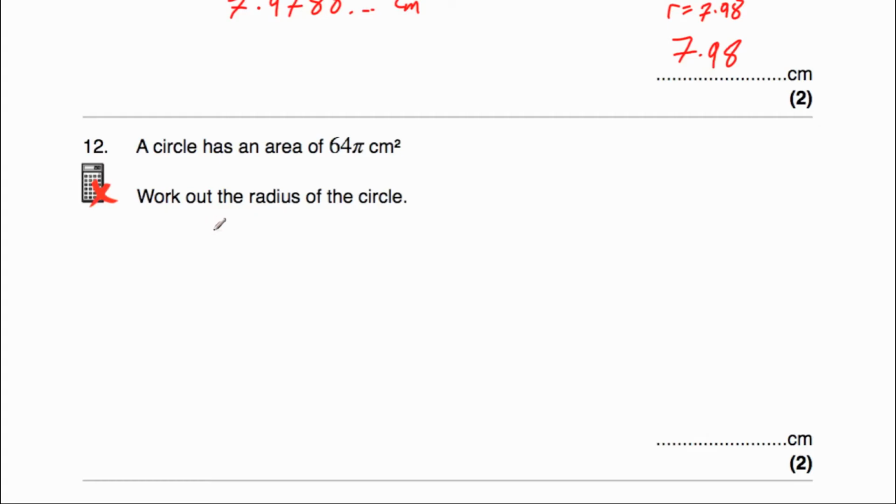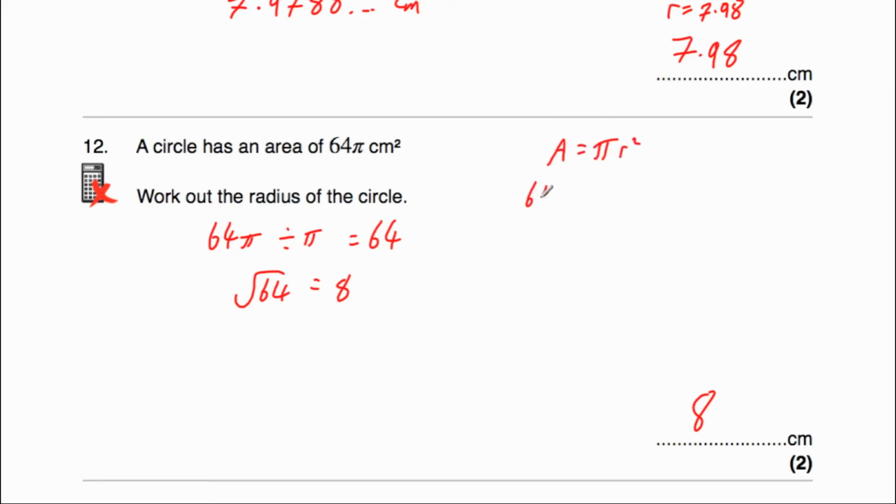So again, we can use either approach here. Now remember, to find the area of the circle, we square the radius and then multiply by pi. So if we take our 64 pi, we could divide by pi first of all, and that would leave us with 64. And then that's the radius squared, so we could square root 64, and the square root of 64 is 8. So the answer would be 8 centimeters.